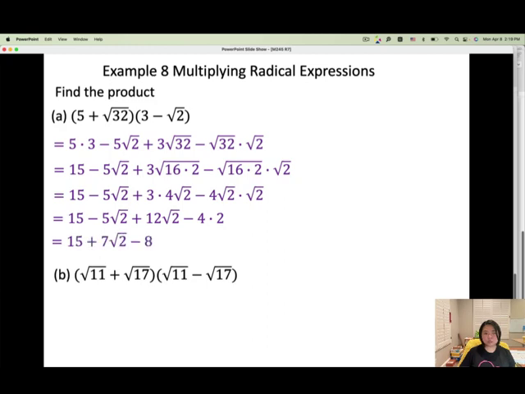So these are like radicals. Radical 2 is a like radical, so negative 5 plus 12 is equal to 7. And 4 times 2 is equal to 8, so we could combine these two constant terms: 15 minus 8 would be 7.